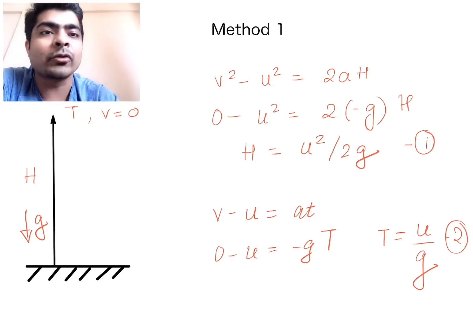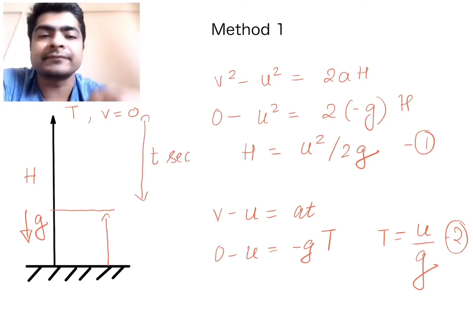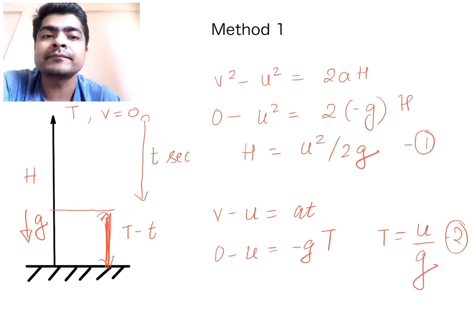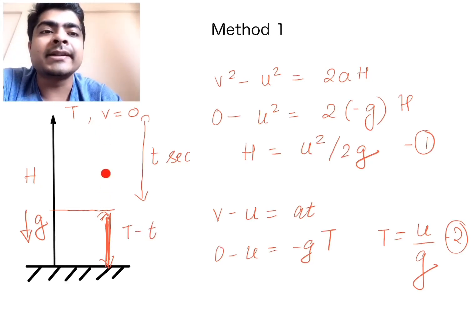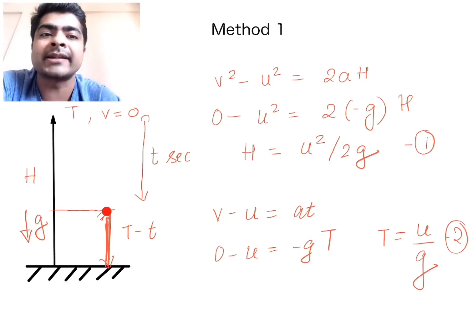Now, the question says the distance covered in the last t seconds. So suppose I take this position. This much height is covered in t seconds. So how much time will be taken to cover this height? It will be taking T minus small t. This is taking small t seconds, so this will take total time minus small t.